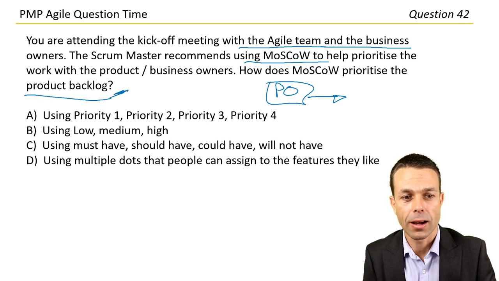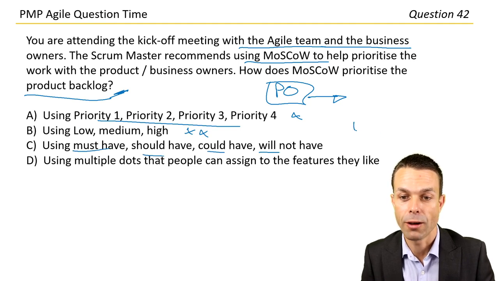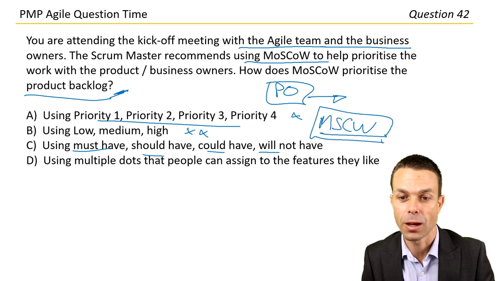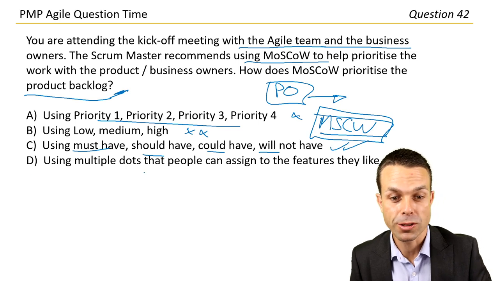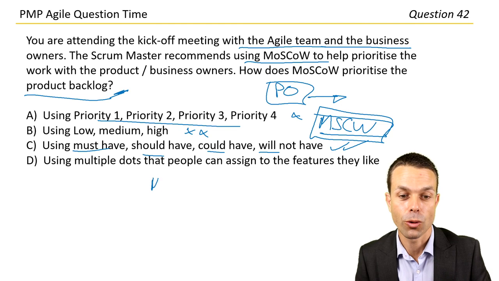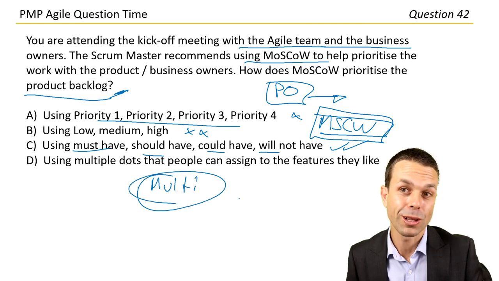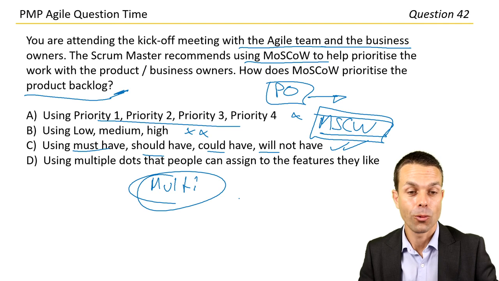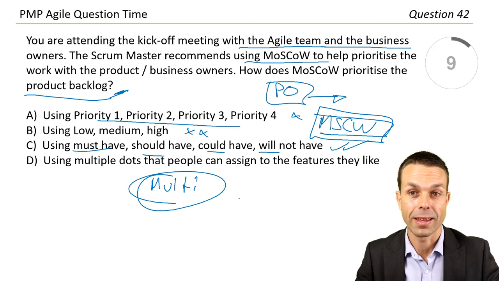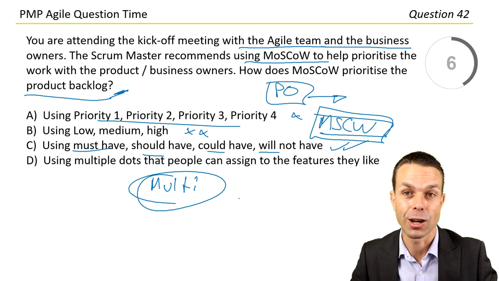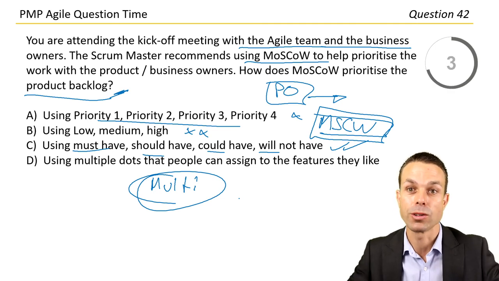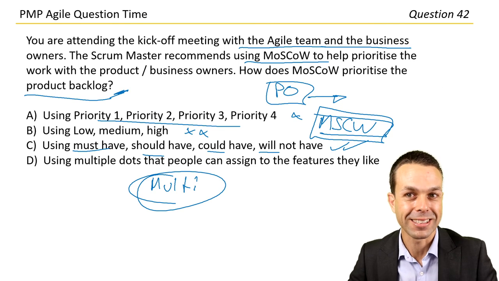Let's have a look. Okay, it's more a MoSCoW question, which is totally fine. But using priority 1, 2, 3, and 4, it's not that. Using low, medium, high, it's not that. Using must have, should have, could have, and will not have. That's our MoSCoW approach. It's probably that one. Using multiple dots that people can assign to features they like, that is called multi-voting. And that's also a really good way to prioritize. If we get stuck, we can have people vote on it. They get 5 dots and they can put it all on one feature if they really like that feature, or they can put it across multiple features if they want a range. Anyway, I think we're going to go with answer C here.